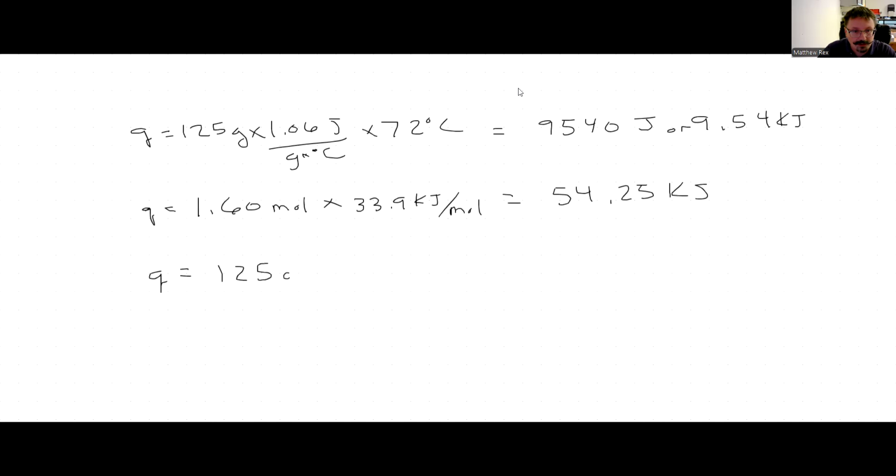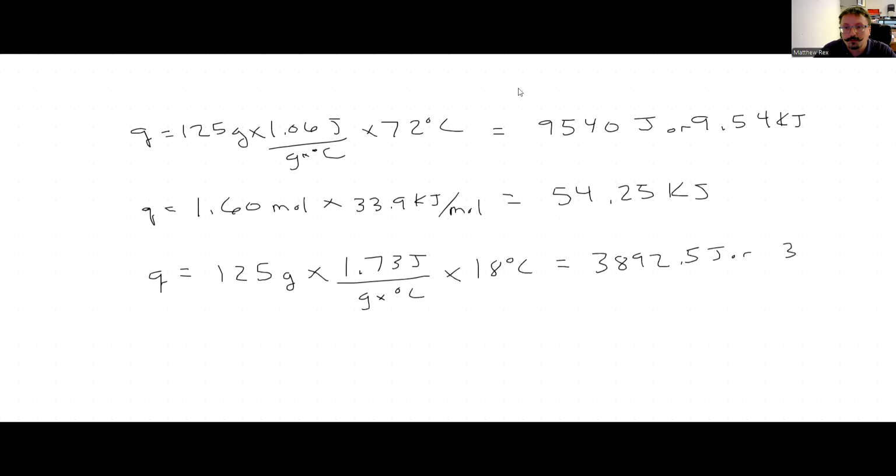And then the very last segment, we're going to cool the liquid slightly. So we go back to our Q equals mcΔT equation, same amount, 125 grams. Now we're a liquid, so I need to use the specific heat for the liquid, 1.73 joules per gram degrees Celsius, and then times the temperature change. Here we're going from 353 down to 335, our ending temperature, which is 18-degree change in temperature. That gives us 3,892.5 joules or 3.8925 kilojoules.